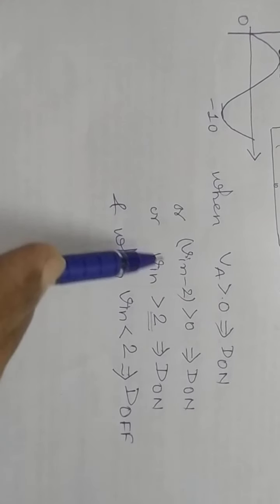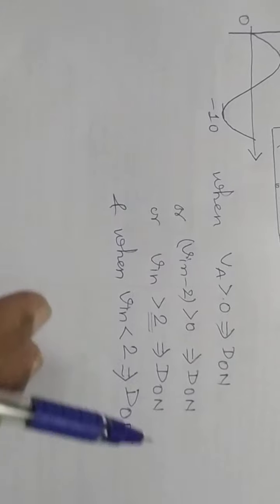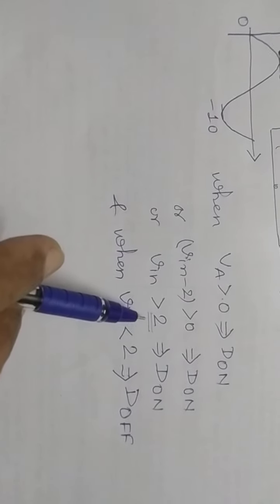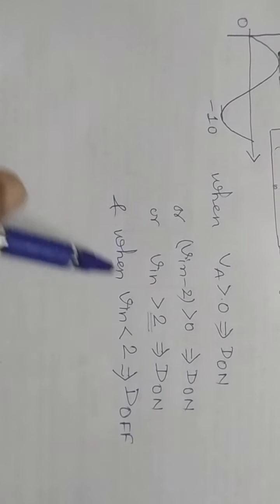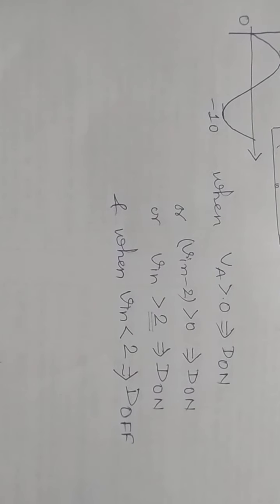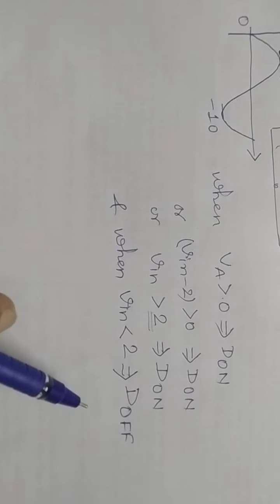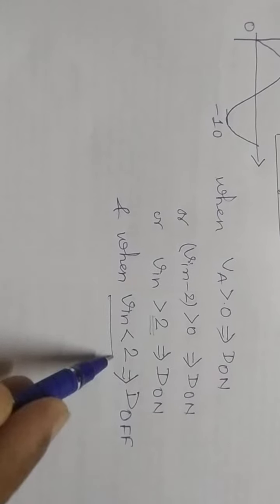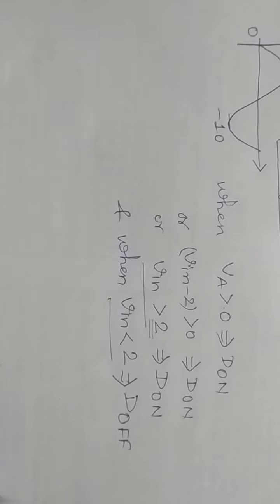When input voltage is greater than 2 volt, diode will be on, and when input voltage is less than 2 volt, diode will be off. So by using this comparison equations, we can draw our output waveform.